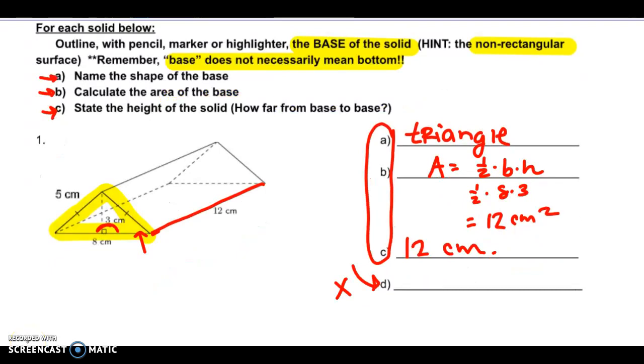So that's identify the base of the solid, which is the non-rectangular face, unless of course it's a rectangular prism. Find the area of that base of the shape that you're saying is the base, and then find the height of the prism. So what is the distance from one base to the next? Once you've completed that, check in with the rest of the instructions for the class.